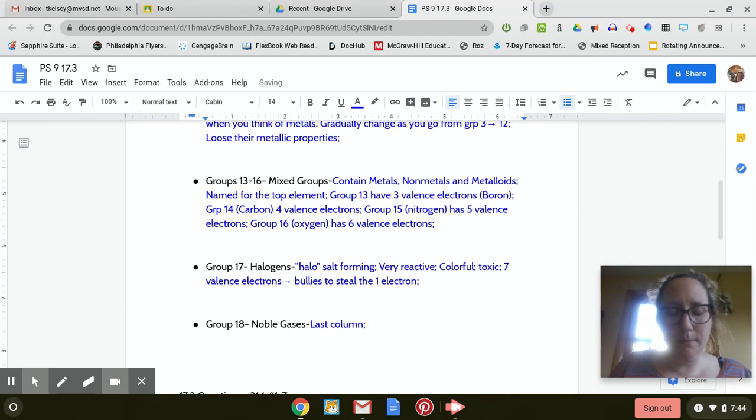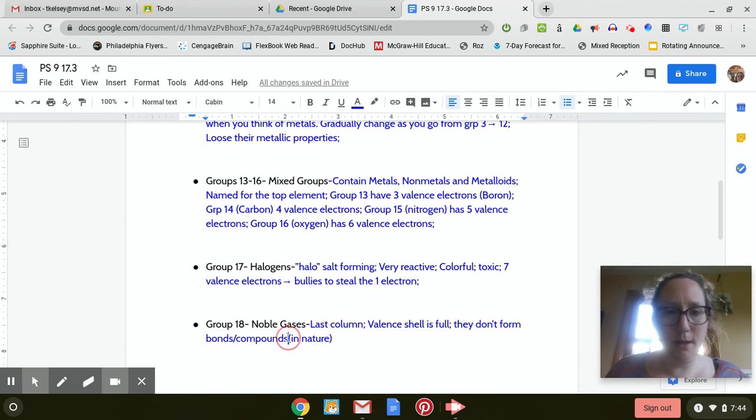Okay, their valence shell is full, so they don't form bonds or compounds in nature. There are some scientists that have figured out ways to make them form bonds, but it's kind of a force thing. Okay, so these are super stable. Okay, they don't react, they don't need anything. Their valence shells are very full.